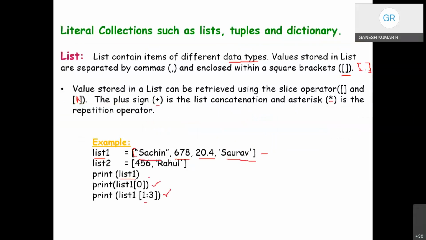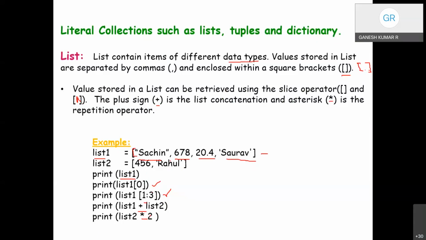Now let us move on. List one plus list two: both the lists are concatenated. It's a simple concatenation operation, right? And list two into two is repetition. The repetition operator is applicable not only to simple strings but also to lists. So 4, 5, 6, Rahul will be repeated twice.